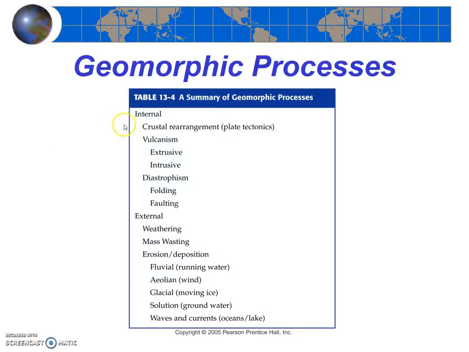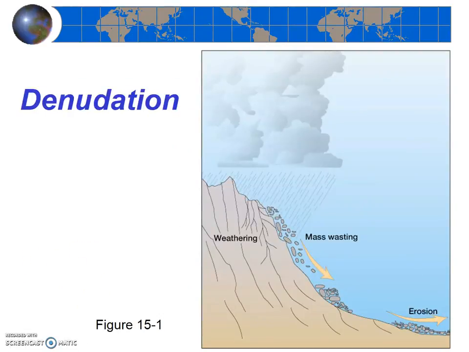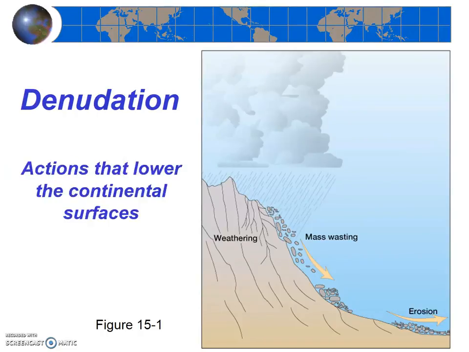As you look at the table here, you can see several processes which we have already discussed. These internal processes. Next, we're going to look at the external processes, and you can see that there are 3 external processes that we're going to cover: weathering, mass wasting, and erosion. And again, you can kind of think of it as a battle between these internal processes building up the Earth and these external processes tearing the Earth's surface down. Collectively, these forces that tear down the surface of the Earth are called denudation. All the actions that lower the continental surfaces. And that includes weathering, mass wasting, and erosion.